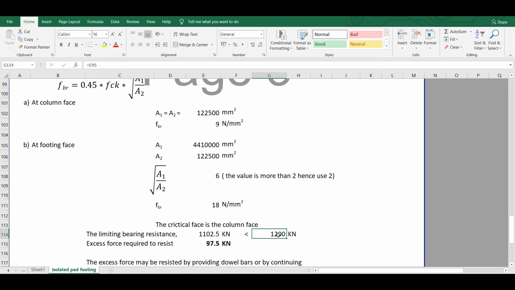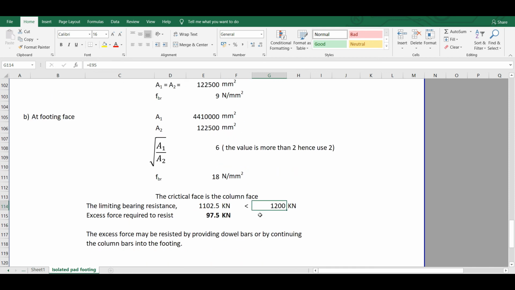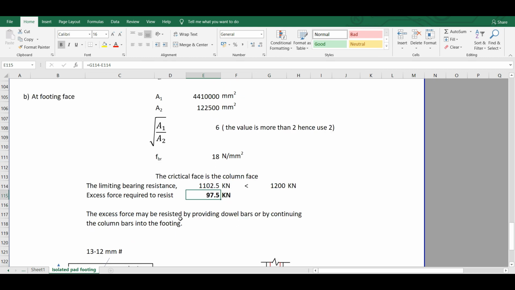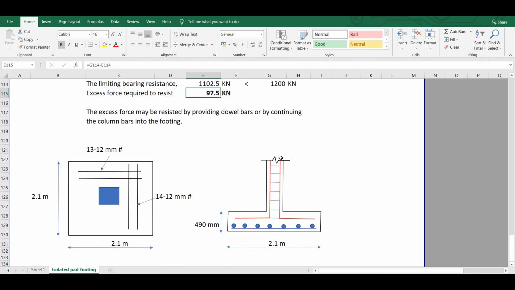So the column is able to transfer only 1102.5 kilonewton into the footing, but we need to transfer a load of 1200 kilonewton. So we need to transfer an excess force of 97.5 kilonewton. This excess force will be transferred to the footing by providing dowel bars, or by continuing the column bars into the footing. Whatever bars we have provided in the column, we will extend inside the footing. So if we have provided 8 bars of 16 mm dia, we will extend all the bars inside the footing.